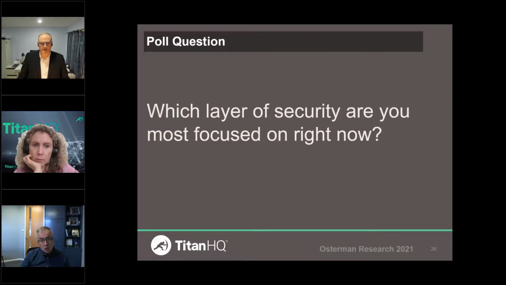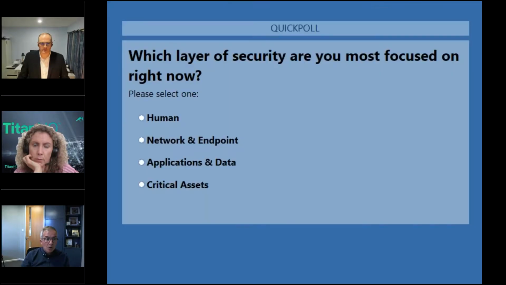And I guess having just talked through those layers, I'm interested in your thoughts on which layers of security you are most focused on right now in your organization. Is it the human layer, network and endpoint, applications, data, or your critical assets? So we're just going to give everyone a few seconds to mull that over and offer up your selections before we close out the poll.